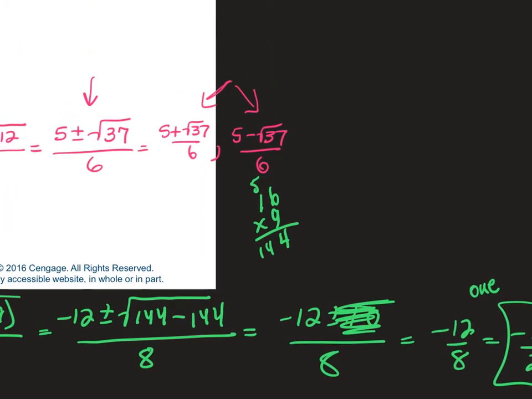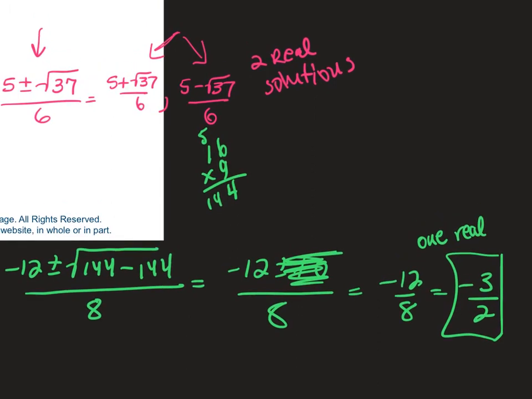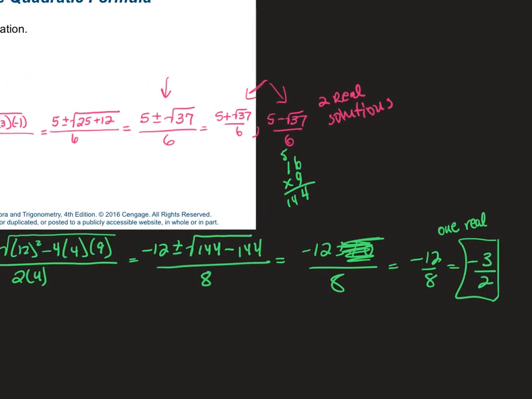How many did I have up here? 2. Okay, these were 2 real solutions. This is 1 real solution. So tonight on WebAssign, they're going to ask you probably how many solutions and what type. Here you had 1 real.